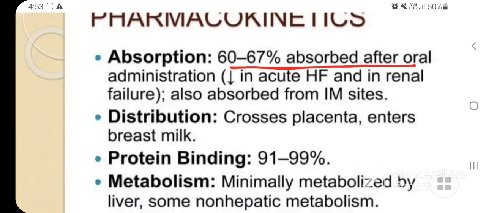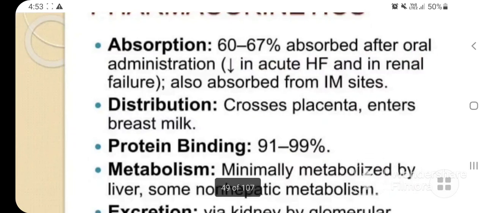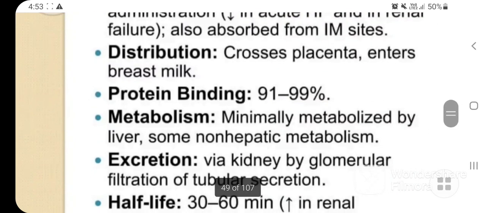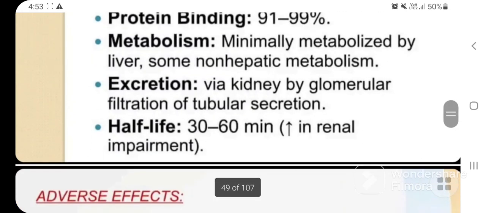Then pharmacokinetics. Absorption: 60 to 67% is absorbed after oral administration. Distribution: it crosses the placenta and enters into breast milk, so it is very dangerous to give to a pregnant lady or to milk-feeding mothers. Protein binding is 91 to 99%. Metabolism: minimally metabolized by the liver, with some non-hepatic metabolism. Excretion is via the kidney, and the half-life is 30 to 60 minutes.